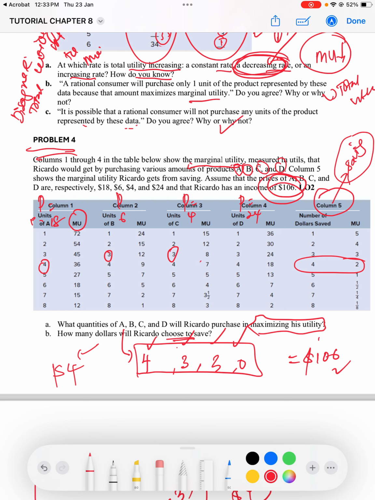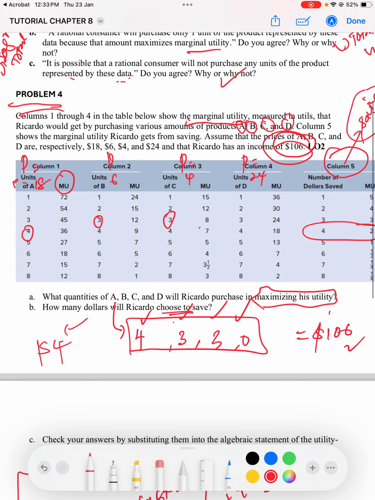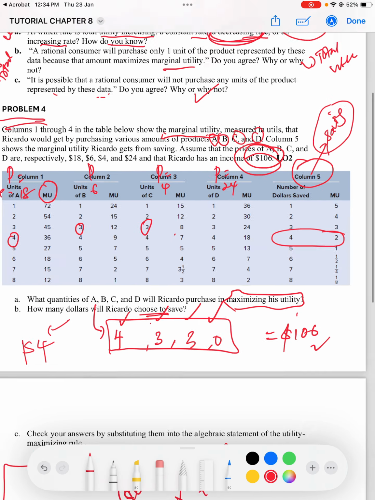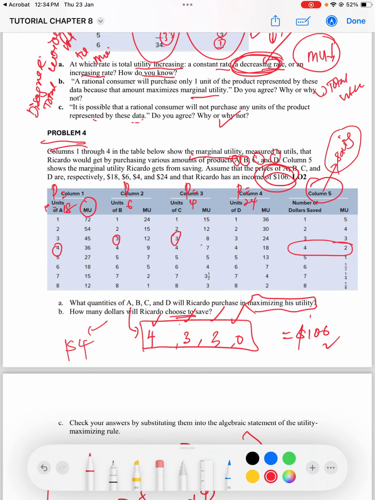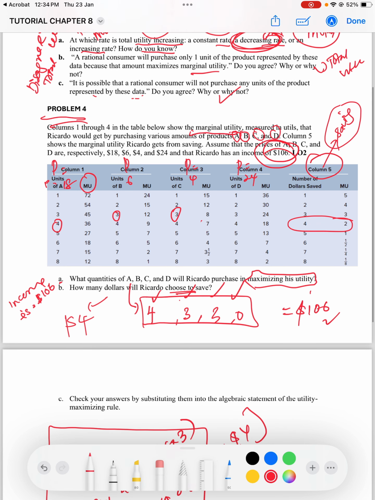And Ricardo has an income of $106. The question here asks what quantities of A, B, C, and D Ricardo will purchase to maximize his utility.